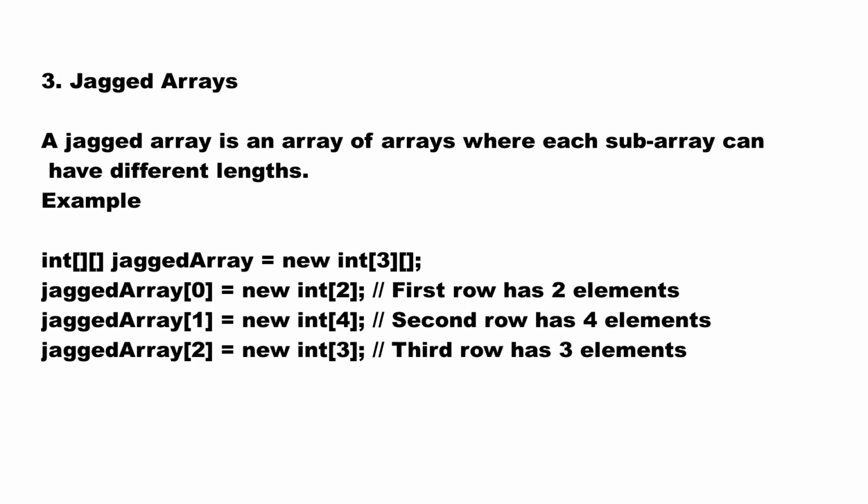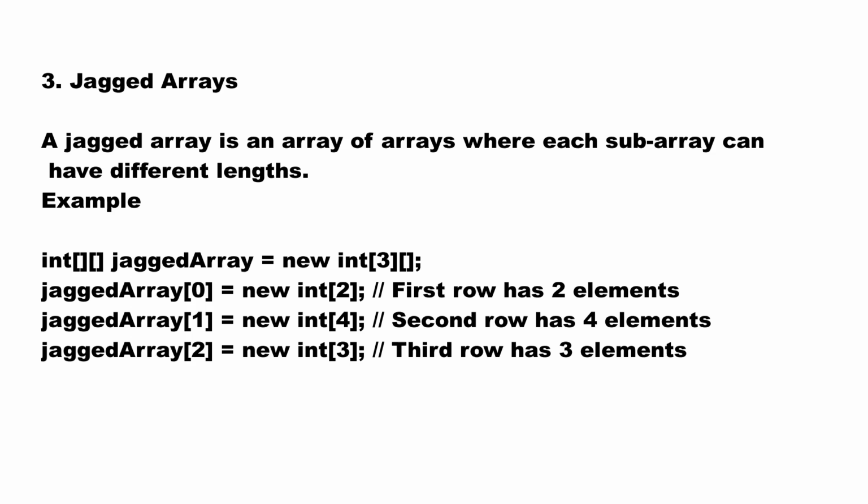This example is now according to the definition, so that the jagged array is an array of arrays where each sub array has a different length. You can see according to the examples, it has different lengths. The number of elements in each row is not the same. The first row has 2 elements, the second row has 4 elements, and the third row has 3 elements. That is to say that the length differs.